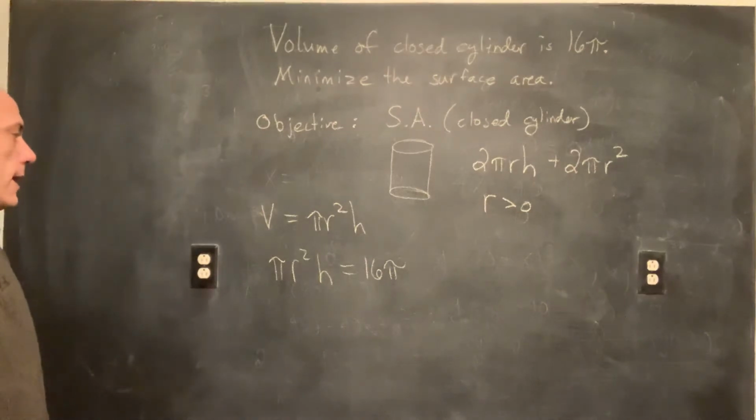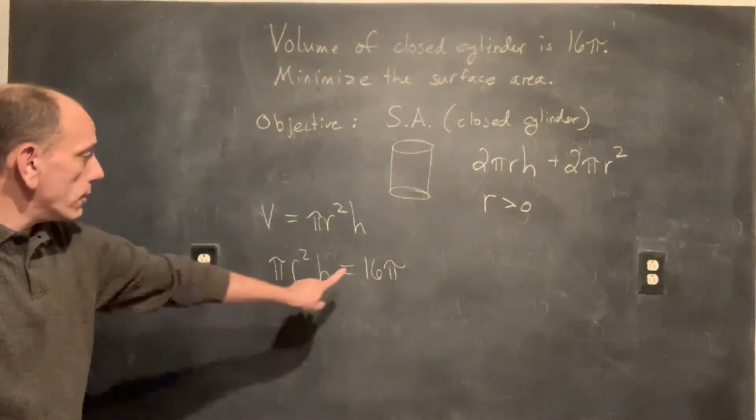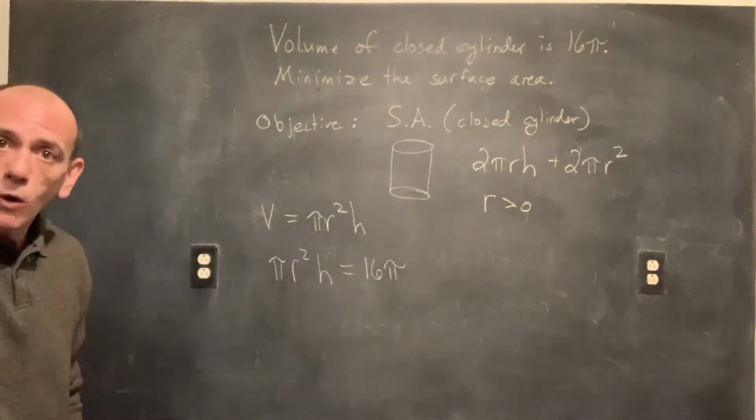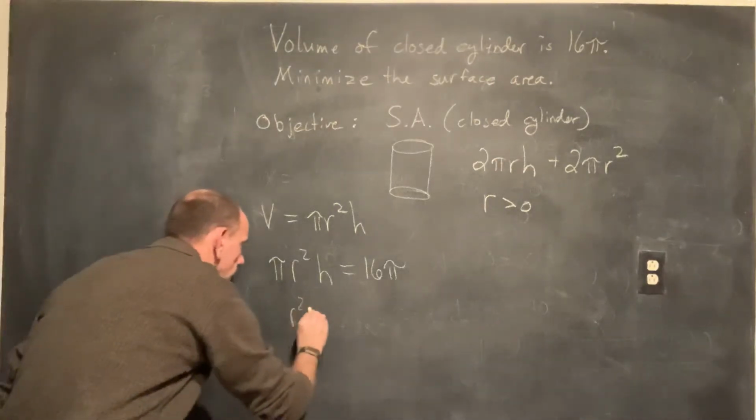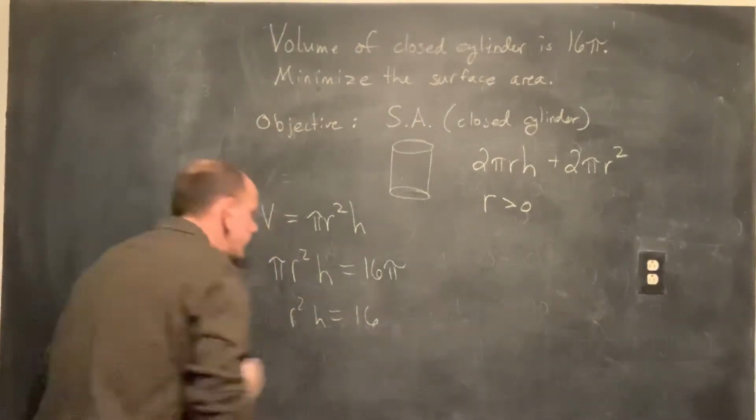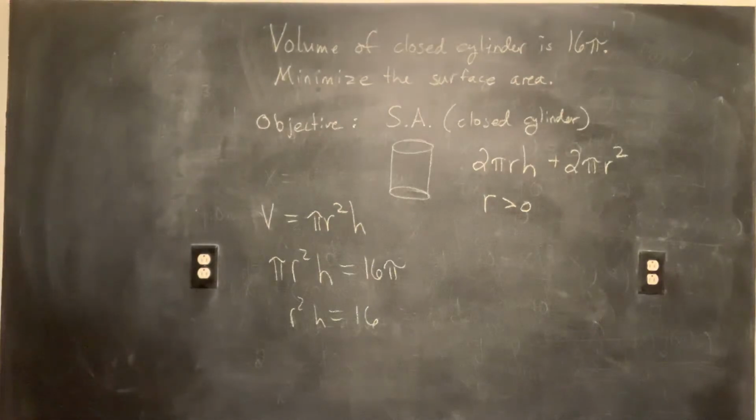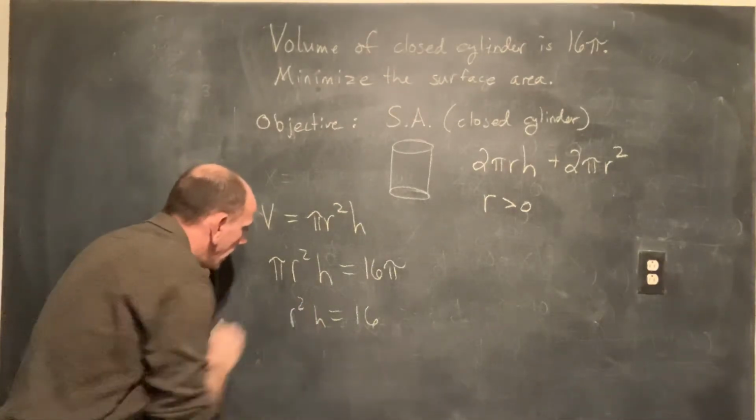And I start looking at that and I go, well, I already got a bonus. The pi's go. They become 1 anyway. So I've got r squared h is equal to 16. That reduced my complexity already. And now I can choose.